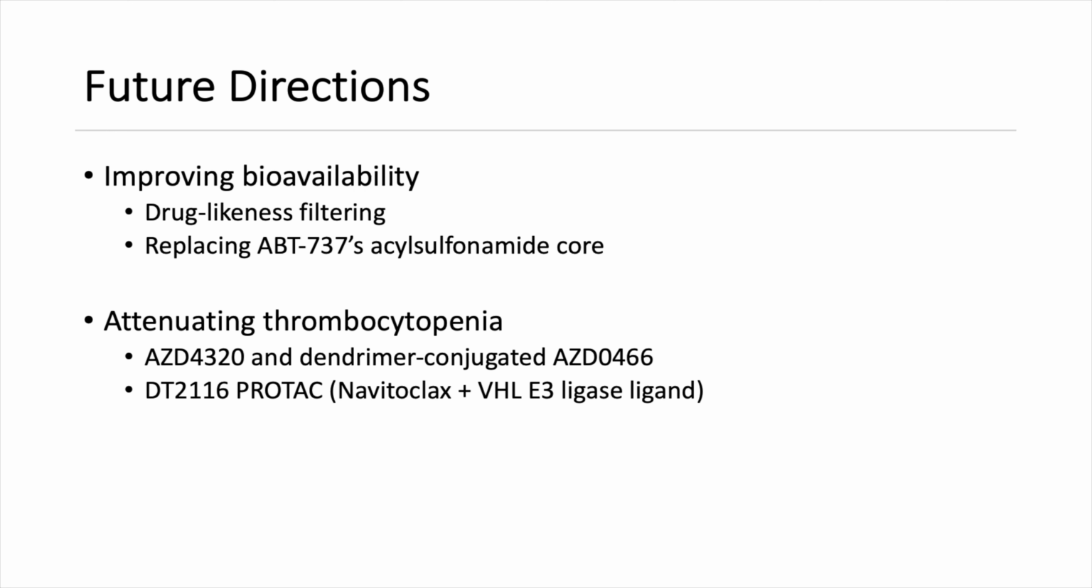For example, a recent study by Wen and colleagues utilized drug likeness filtering based on Lipinski's rule of 5 to screen for inhibitors of Bcl-2. Employing this considers bioavailability early in the drug development process. Additionally, Touré and colleagues described the heterocyclic replacement of the acyl sulfonamide core in ABT-737, which improved its solubility in vivo.